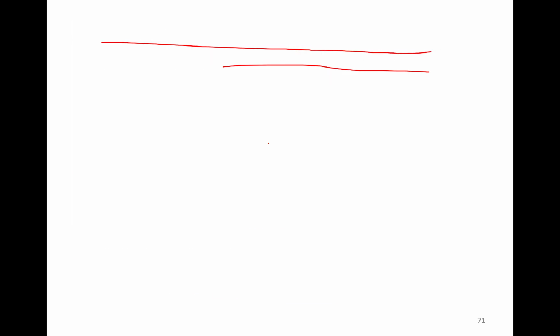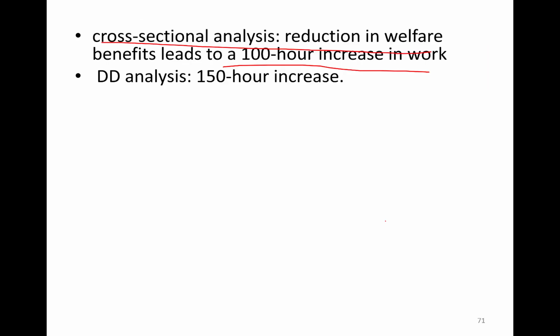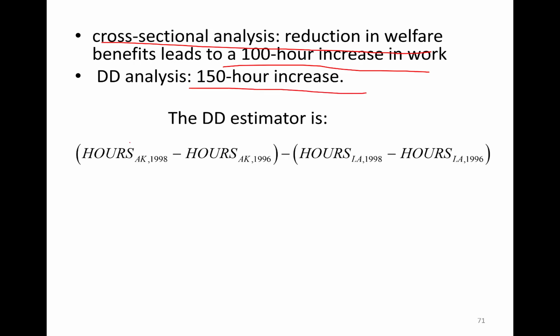So cross-sectional analysis would say the reduction in welfare benefits leads to a 100-hour increase in work. How did you do cross-sectional analysis? If you looked at this whole sample, okay, a 100-hour increase in work. Difference-in-differences says a 150-hour increase. Okay, how did we do it?